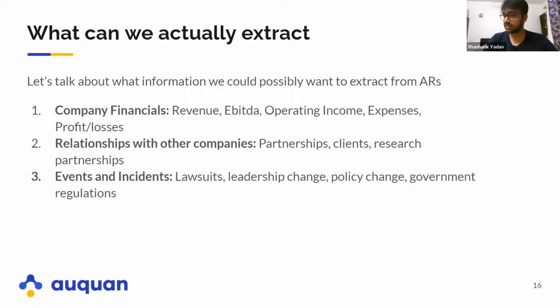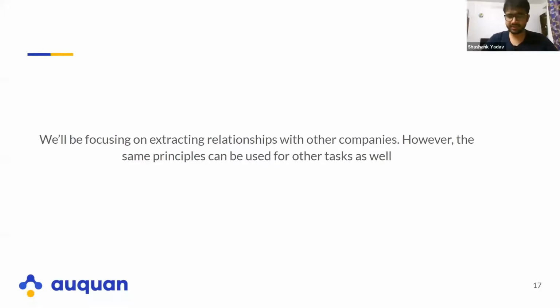Then all the events and incidents, so anything that happened. For example, if you read Apple's annual report, you'll find that they were involved in a lawsuit with Epic Games, and things like that. Anything relevant for the stock price of that company, you will find in the annual report. Like I mentioned, there's a lot of information to be extracted out of an annual report, but we'll be focusing only on extracting relationships because, given the time, that is the easiest thing to explain. But using the same principles, you can work towards extracting the other stuff as well.